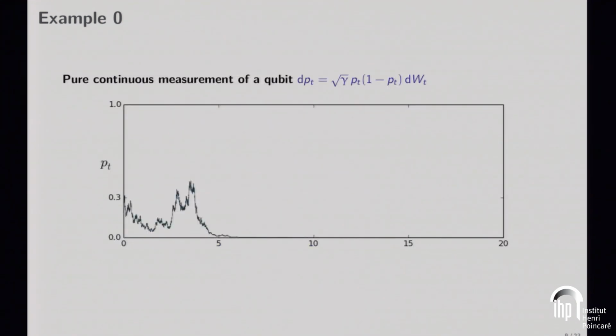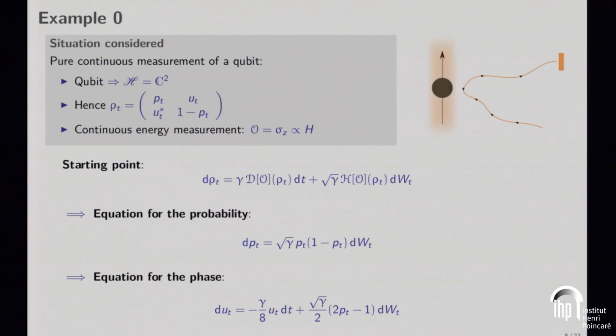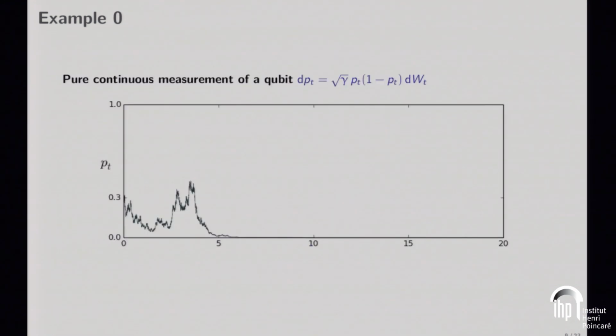And so if we look at the probability, for example, let's say I start with a probability 0.3 to be, say, in the plus state. And then after a while, it evolves randomly and converges to here, 0. And this is, if you want, we have just expanded the discrete projective measurement into something that takes time. Okay?